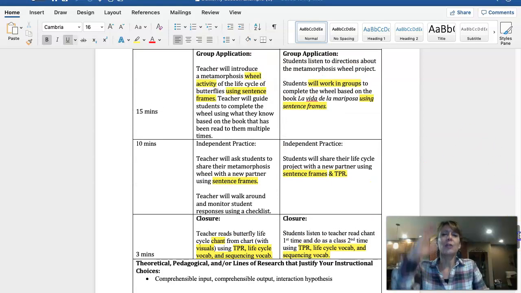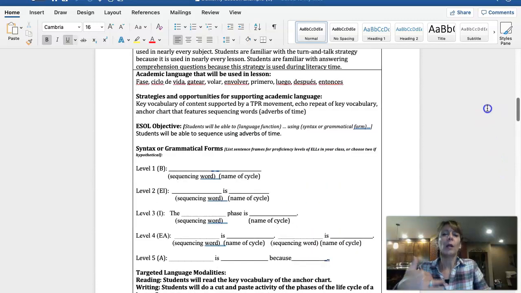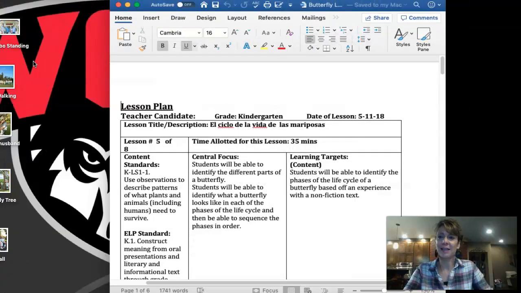So again, as you read through this lesson in more detail, I don't want to read it for you. I just wanted to point out, especially those highlighted sections will help you to see where that scaffolding is taking place specifically for content and for language. So our goal is to incorporate both in every lesson.